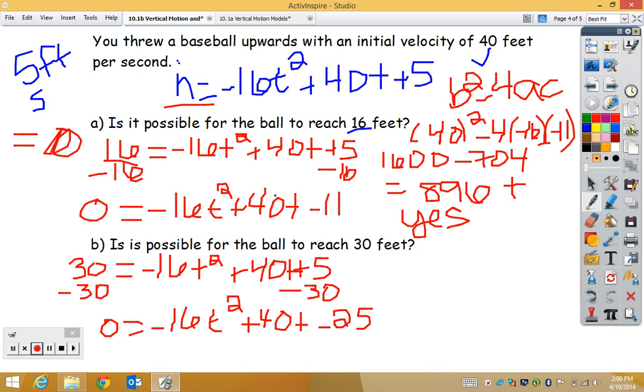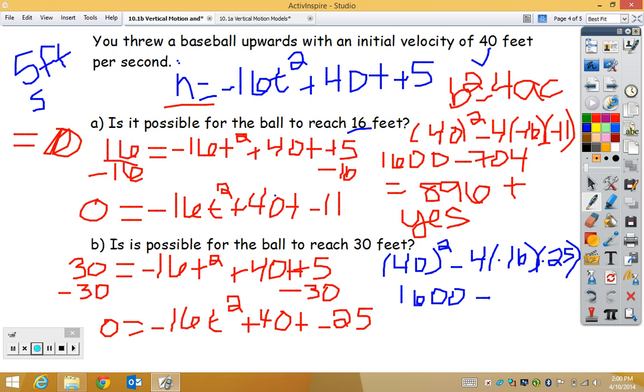So plugging into my discriminant, we have 40 squared minus 4 times negative 16 times negative 25. So we have 1600 minus 1600. Well, in this case, it equals 0. Again, it's either 0 or positive, because you can take the square root of 0, so yes. This person just made it. If it was 31 feet, it would be a no.